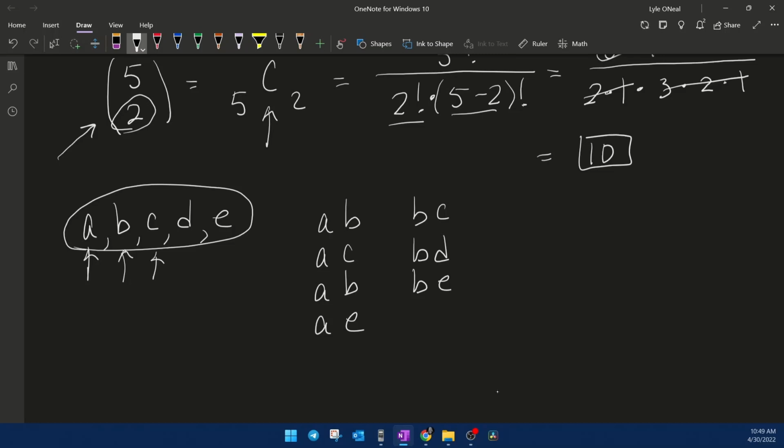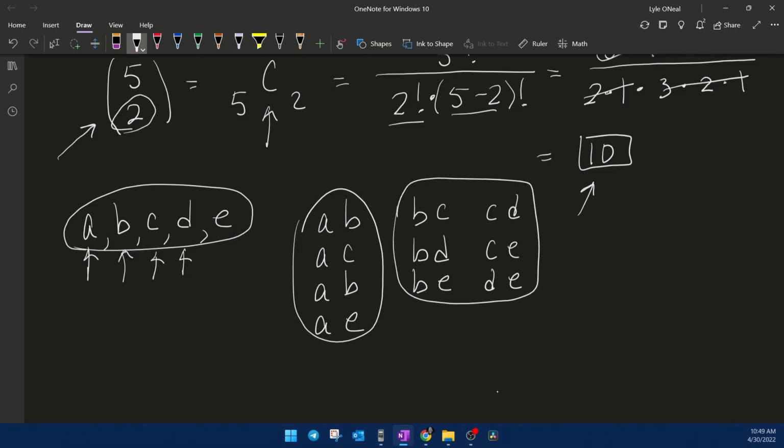And then we move to C. We would have CD and CE. Again, accounting for all the groupings with C, not like any of the other groupings. And then we have DE. So how many total groupings do we have? That's 4 plus 3 plus 2 plus 1, which is 10. And these are the only 10 possible ways to group the letters A, B, C, D, E in pairs so that no pair is identical to any other pair. That's exactly what this calculation determines.